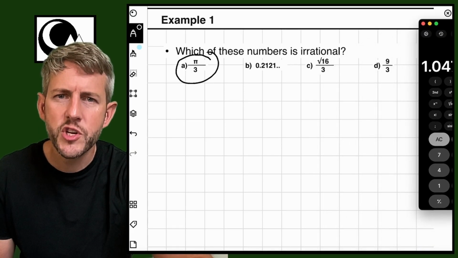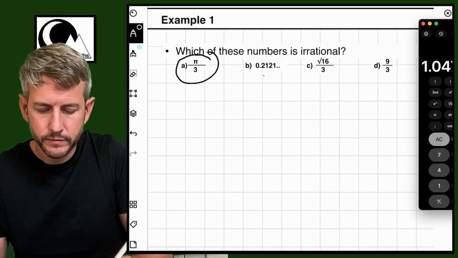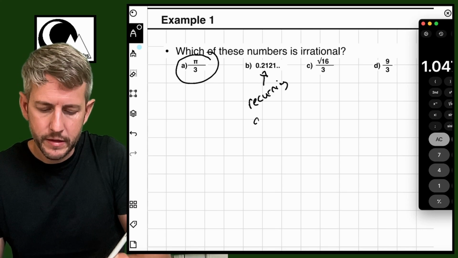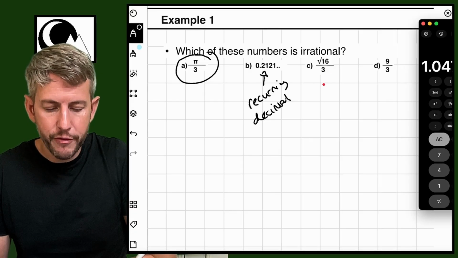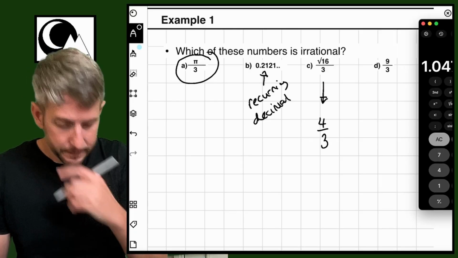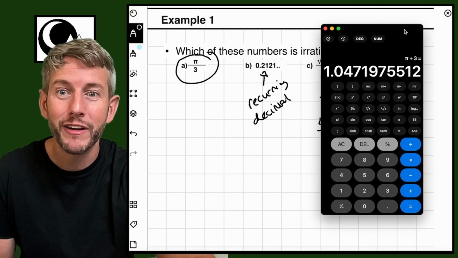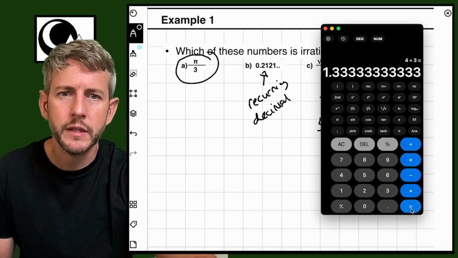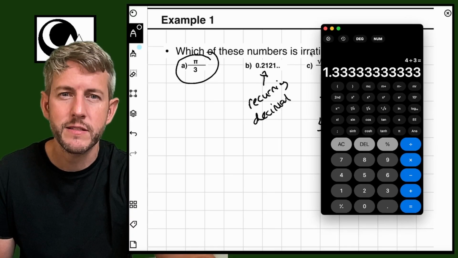Now, 0.212121, we're expected to know that this is a recurring decimal, so not irrational. This one here, root 16 over 3, okay? Well, root 16 is 4, so this is 4 over 3. And 4 over 3 will just give us a recurring decimal as well. So let's do that, 4 divided by 3. There we go. So although it goes on forever, we know that these 3's repeat.